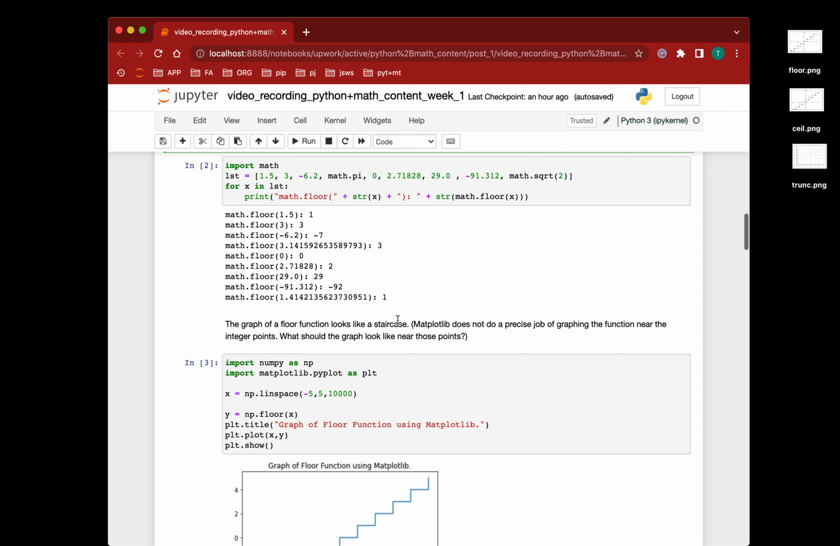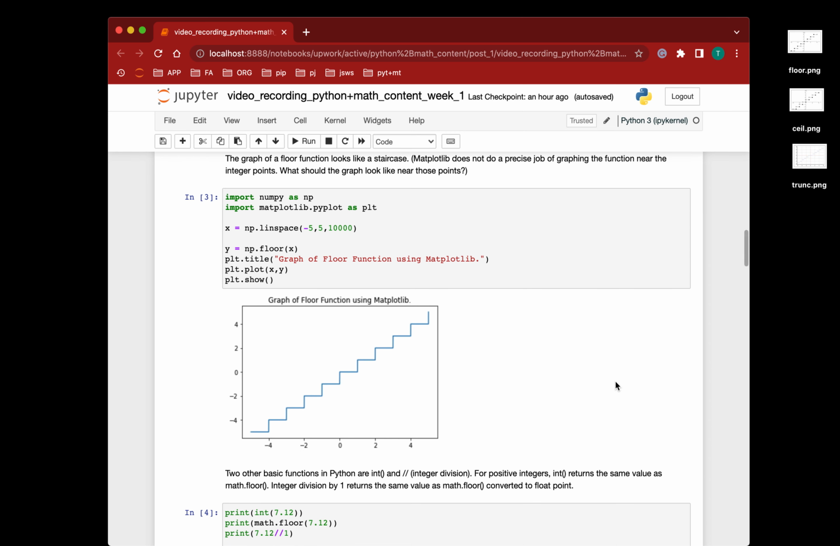If we look at the floor of 1.5, it gives you 1. Floor of 3 gives you 3, etc. And you can keep on generating examples like this. So I highly encourage you to open a Python terminal and look at these examples yourself.